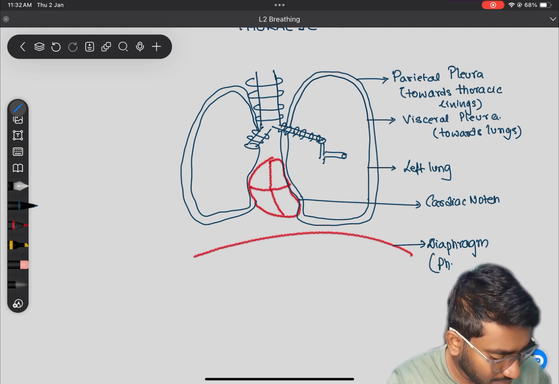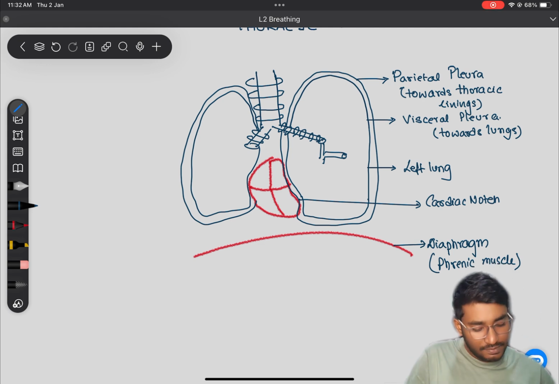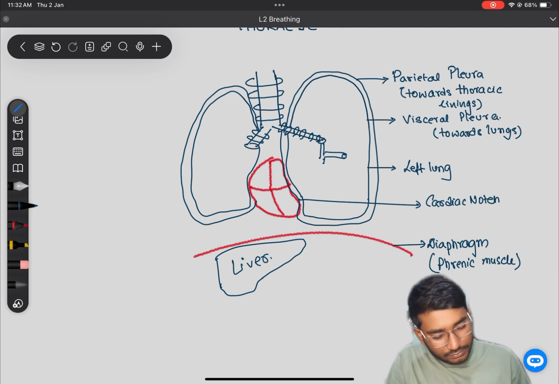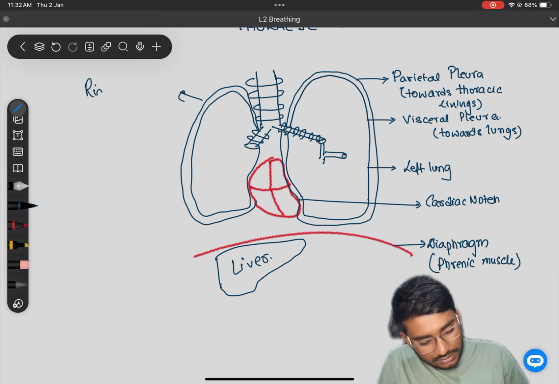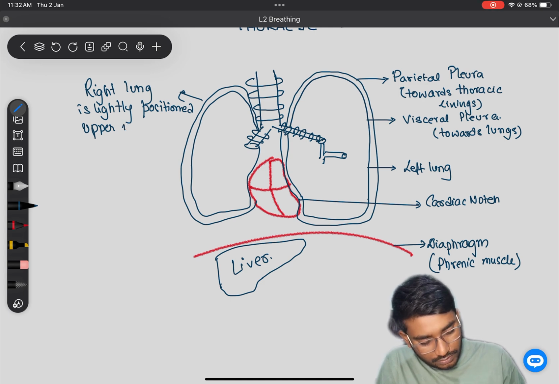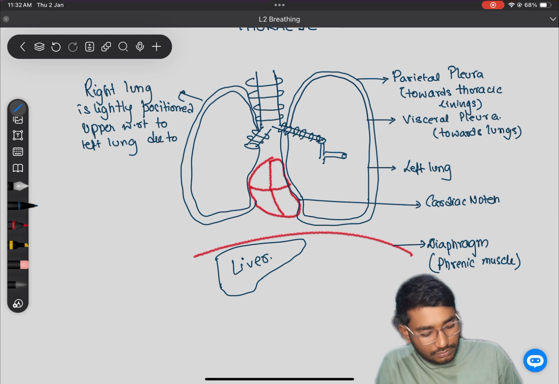Diaphragm is made up of phrenic muscle. Here the liver is there. Right lung is slightly positioned upper with respect to the left lung due to the liver.